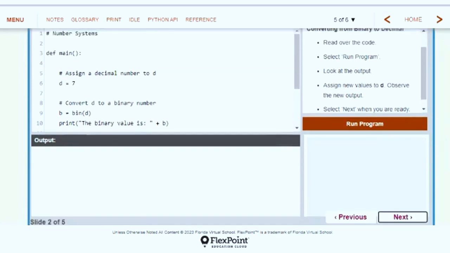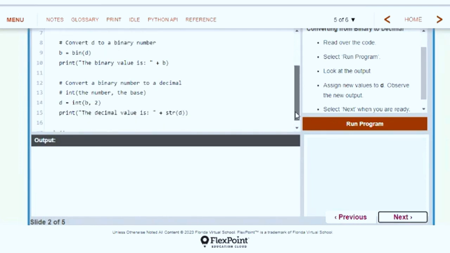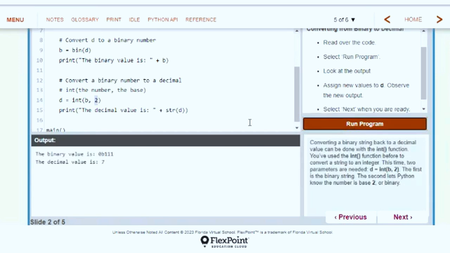Okay, I'll raise this up. Number systems, define main, assign decimal number D, so it's back to 7. Convert it to a binary number. Print the binary value is this, and now convert a binary number to a decimal. So it gives us the format: integer, number, and the base. So the integer is B because B is a binary number, and we want to do base 2. So the decimal value is string. Let's see. So the binary value is 1111. The decimal value is 7.